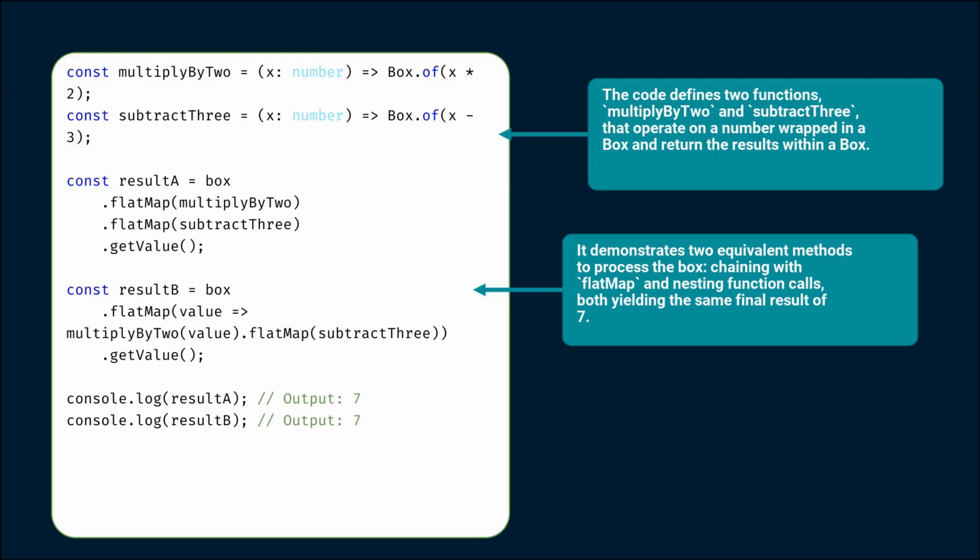Next, we explore an alternative chaining approach with result B, where we wrap the first transformation in an anonymous function that uses flatMap again to apply subtract 3. This grouping shows that the sequence of operations does not affect the final output. Both result A and result B yield the same result of 7, confirming the associativity law. This example effectively highlights the strength of monads in allowing us to compose functions seamlessly while ensuring consistent outcomes.